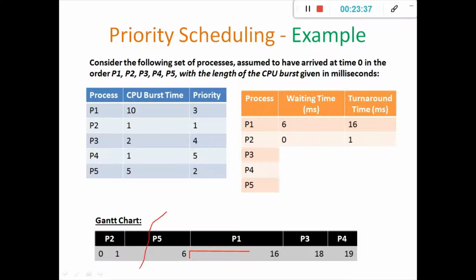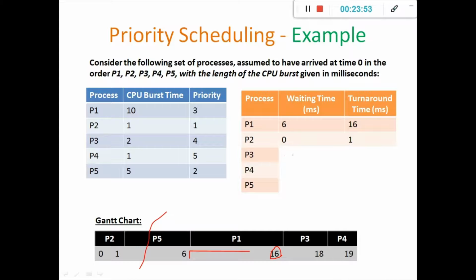Completion time of P1 is 16 milliseconds. So it has completed its execution at the 16th millisecond. So the turnaround time is 16 for P1 and 1 for P2.